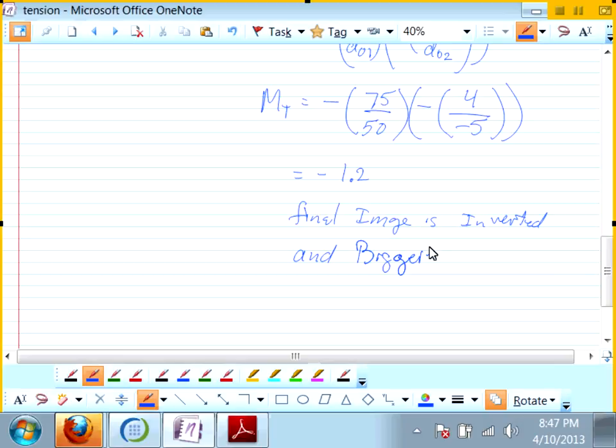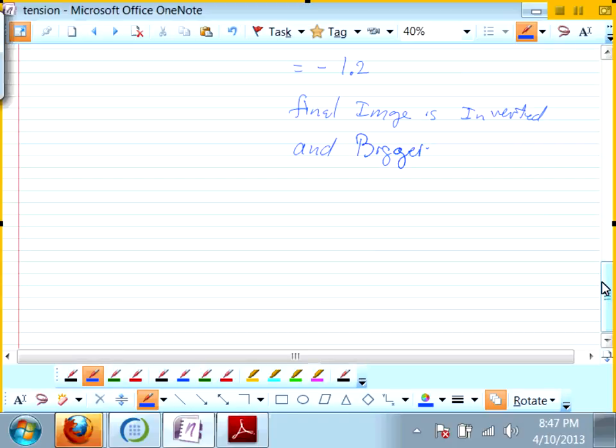Why would you want to do that? Well, this is not particularly a useful lens combination, but we will be dealing with lens combinations in telescopes and whatnot, so it does come up.